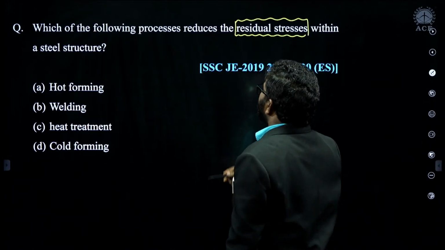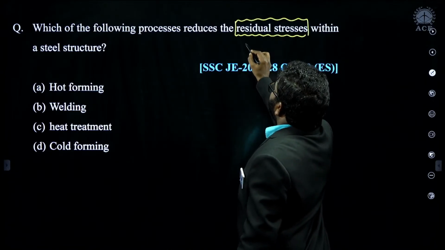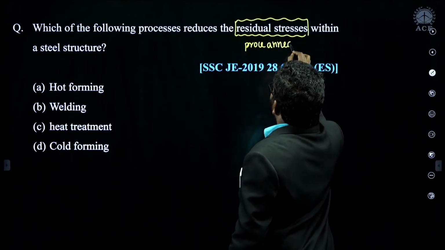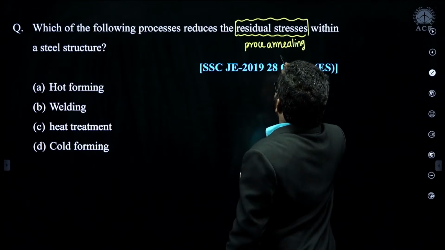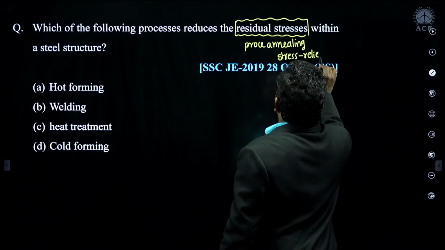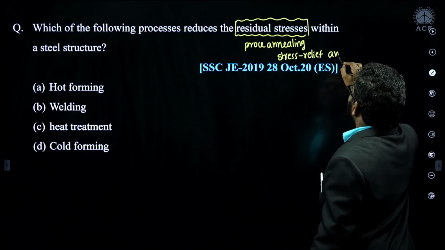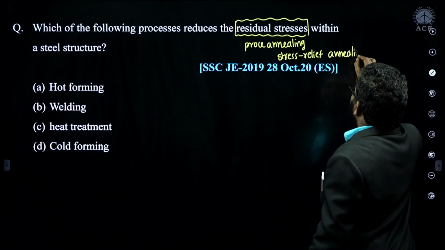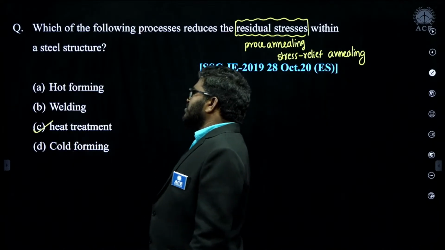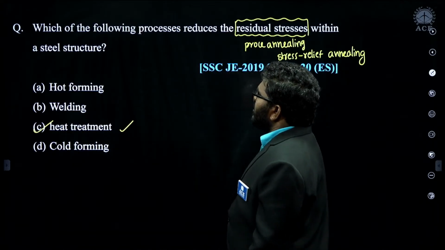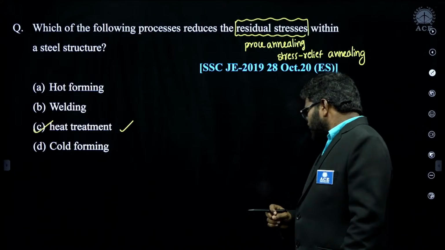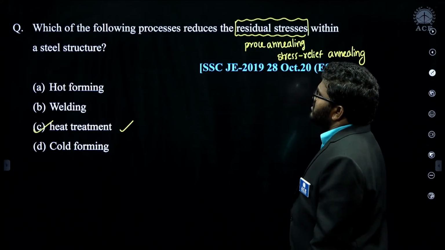Generally, we do a heat treatment process, that is process annealing. Another name for this is stress relief annealing. So here we can say heat treatment is the most appropriate correct answer for this question. By doing heat treatment, we can eliminate these residual stresses.